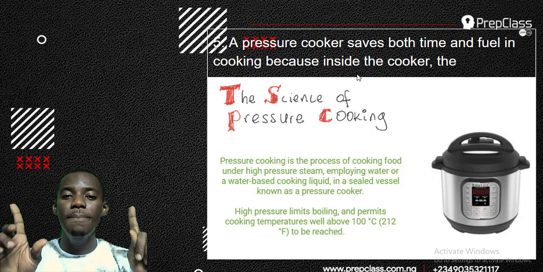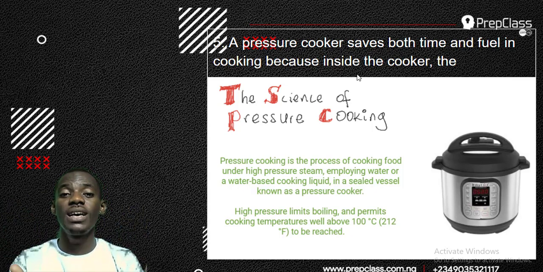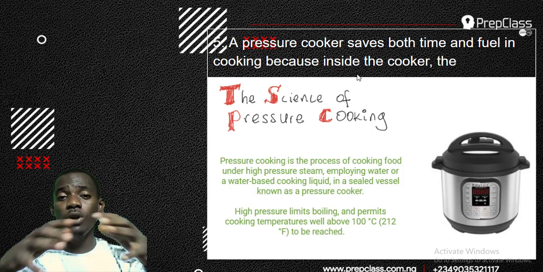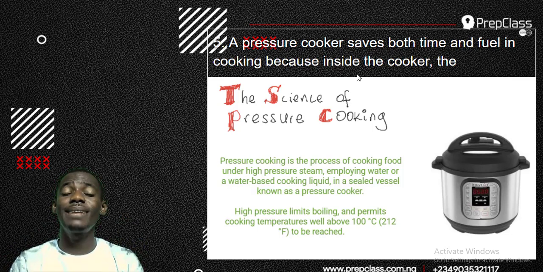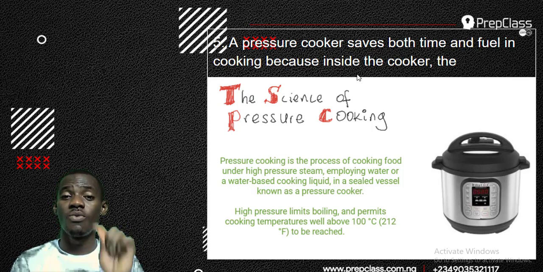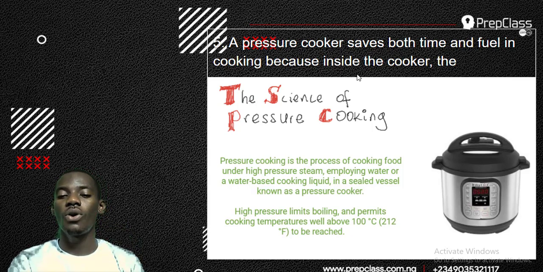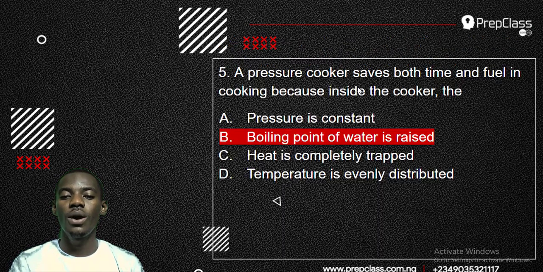So the steam escaping from your normal pot makes the temperature lower than that of a pressure cooker. Because if the steam can't escape, it will be extremely high. It will be extremely under pressure, and that's called pressure. The more you trap the steam, the higher the pressure gets, and that's why it's called a pressure cooker, because it cooks with steam. Okay, so the answer to that question is therefore the boiling point of water is raised.